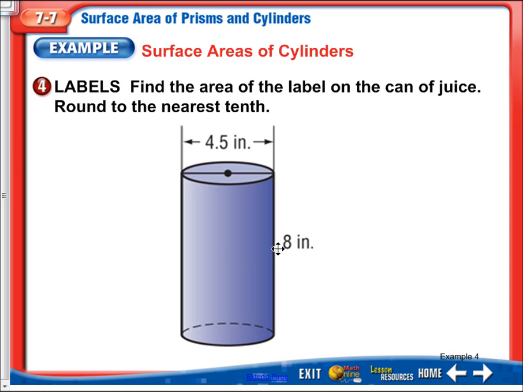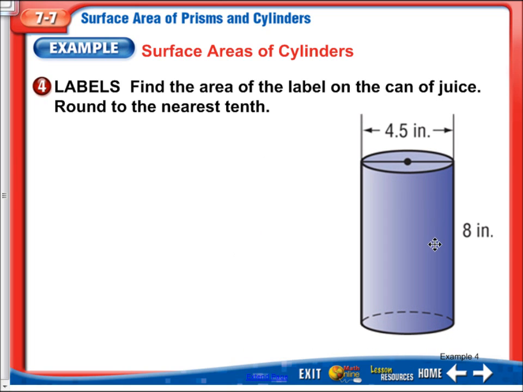All right, similar problem here. They want to do a label. It says find the area of the label on a can of juice. So really here, we don't need to know the bases, because if you think about a can of juice, we don't put a label on the very top and the very bottom. It's just around the outside. So we just need to find the surface area of the circumference times the height. We don't need to do the bases. So this kind of makes it a little bit easier for us.